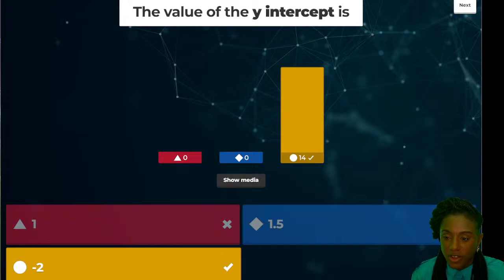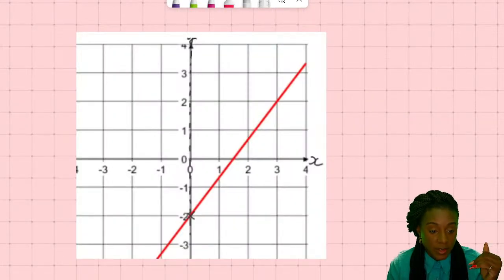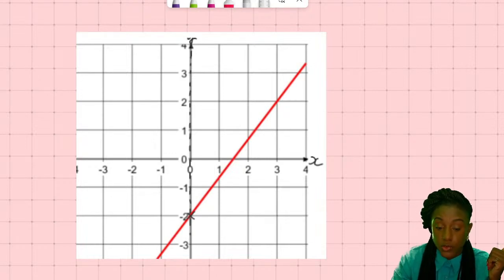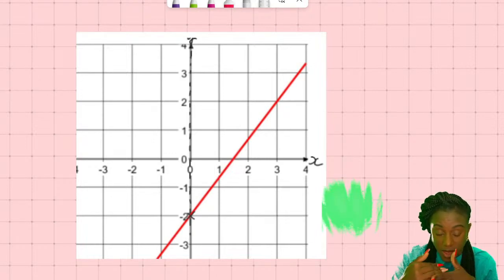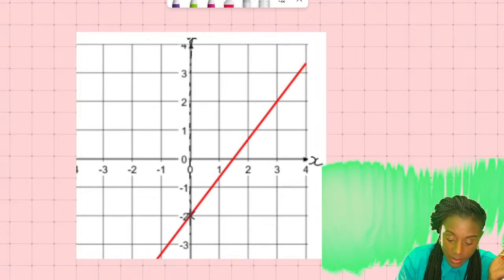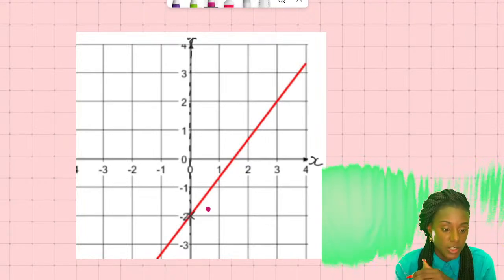Excellent. Everybody got this correct. Excellent. So as you all saw on the graph that we had, our y-intercept, as I said, that's the point on the y-axis through which the graph intersects or passes. So as you can see here, okay, it passes through negative 2.